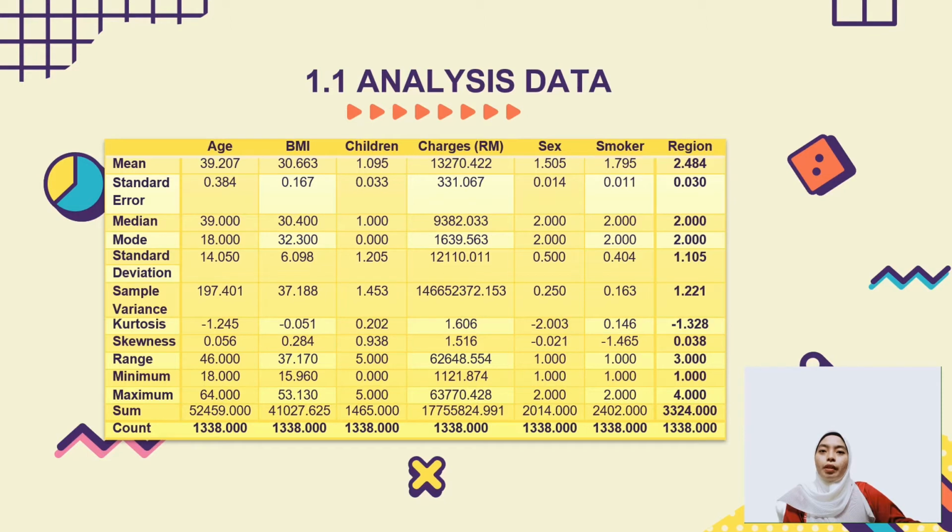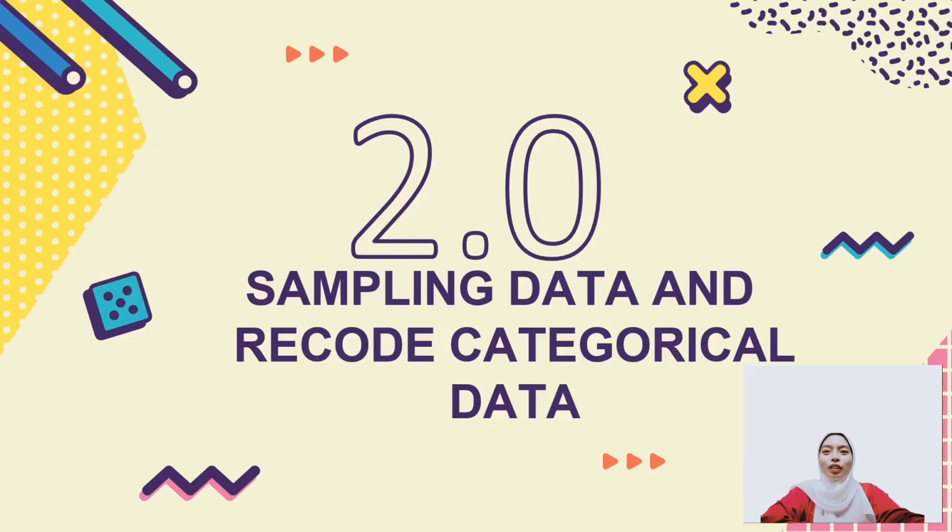The mean for the age variable was 39.207, while the BMI was 30.663. Next, the means of variables children, charges, and sex were 1.095, 13270.422, and 1.505 respectively. 1.795 is the mean for the smoker variable, and 2.484 is the mean for the region variable. 2.0 Sampling data and record categorical data.